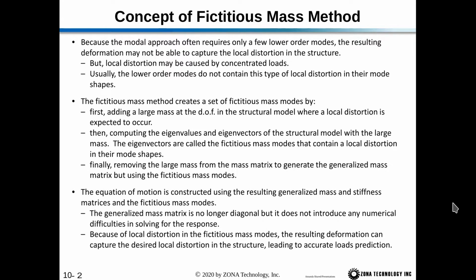Now the equation of motion is constructed using the resulting generalized mass and stiffness matrices and the fictitious mass modes. The generalized mass matrix is no longer diagonal, but it does not introduce any numerical difficulties in solving for the response. And because of the local distortion in the fictitious mass modes, the resulting deformation can capture the desired local distortion in the structure, which leads to accurate loads prediction.